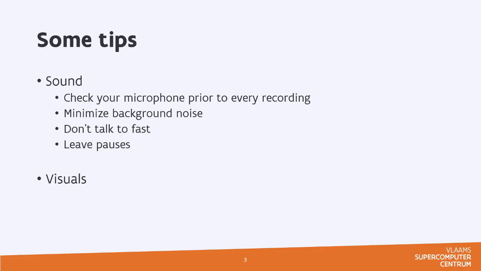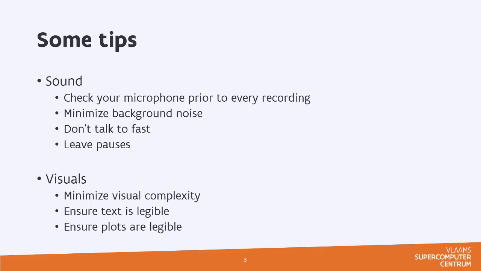With respect to visuals, minimize visual complexity. If an image is too complicated, it's hard to follow and it will make your narrative more difficult to understand. Also ensure that text is legible. So, been there, done that, especially for code. It's quite important that people can actually read it. And of course the same goes for plots and other images. They should be easy to read, even on somewhat smaller resolutions.